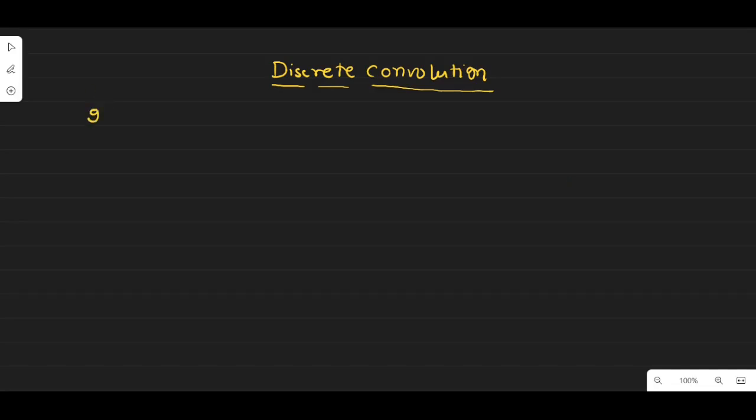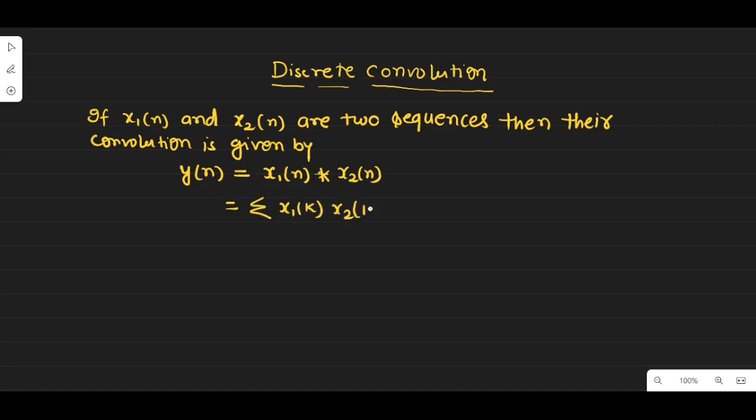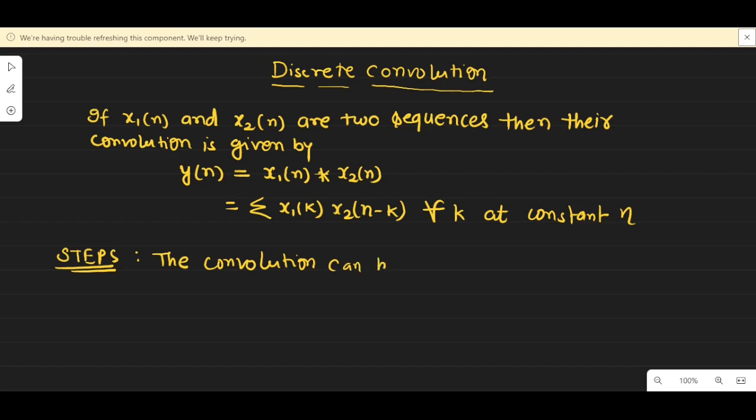Okay, let us discuss discrete convolution today. If I have two sequences x1[n] and x2[n], then the convolution of these two sequences is given by y[n] = x1[n] * x2[n]. That means the summation of x1[k] times x2[n minus k] over all values of k, at a constant value of n.